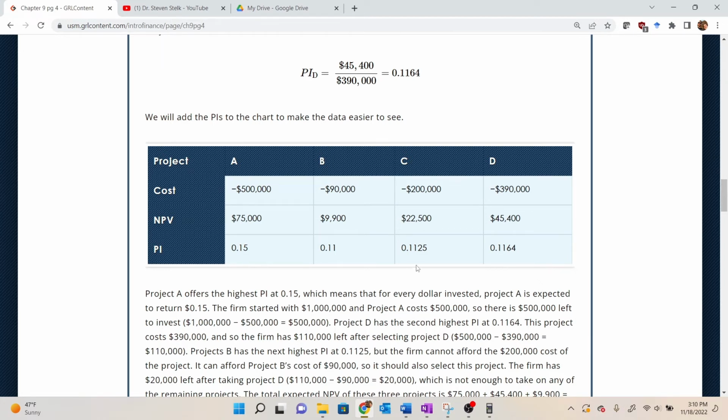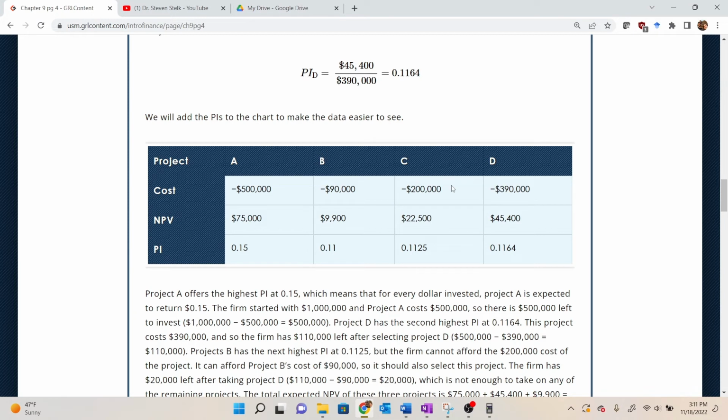Now here's where we run into a bit of an issue. Project C is the next most attractive project in terms of net present value generated per dollar invested, because it has a higher profitability index than Project B, but it would cost us $200,000 to invest in Project C, and we only have $110,000 left.